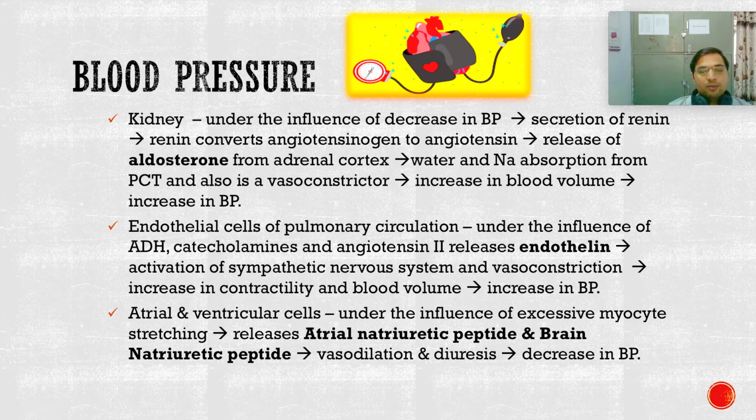So this ANP and BNP, they work antagonistic to other mechanisms. They do vasodilation and they do diuresis, absolutely opposite to other hormones, right? And vasodilation and diuresis leads to decrease in blood pressure. So this is one of the rarest or one of the only mechanisms which leads to fall in BP. Whenever the body senses that the blood pressure has increased, right, it decreases its blood pressure by releasing ANP and BNP.